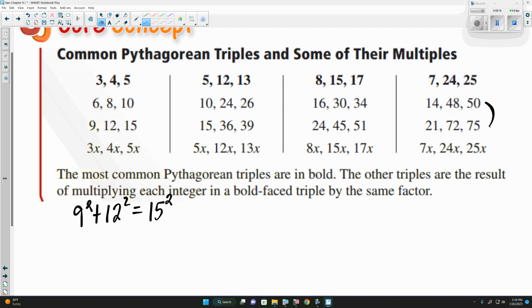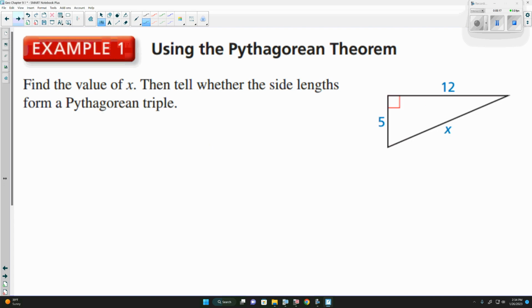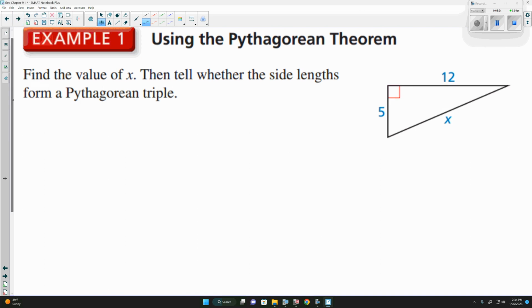All right, let's look at the first example problem. Find the value of x, then tell whether the side lengths form a Pythagorean triple. So the general formula is a squared plus b squared is equal to c squared. They gave us two lengths, 5 and 12, yes? Now 5 and 12 are both the legs, and x is the hypotenuse. So we have 5 squared plus 12 squared is equal to x squared.